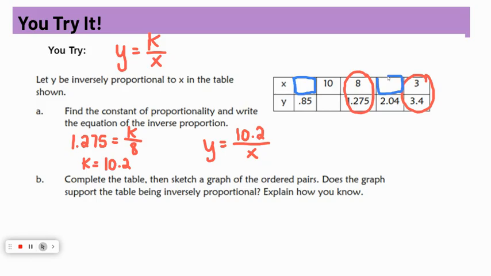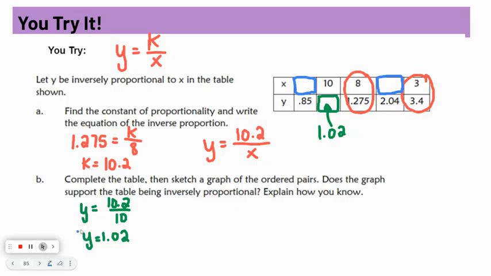These are both x values. And then I need to find this box, which is a y value. So I'm going to start with the y value. I want to know the y value. I know that my k is 10.2, and I know my x is 10. So 10.2 divided by 10, I get a y value of 1.02. So I can fill in this box with 1.02.